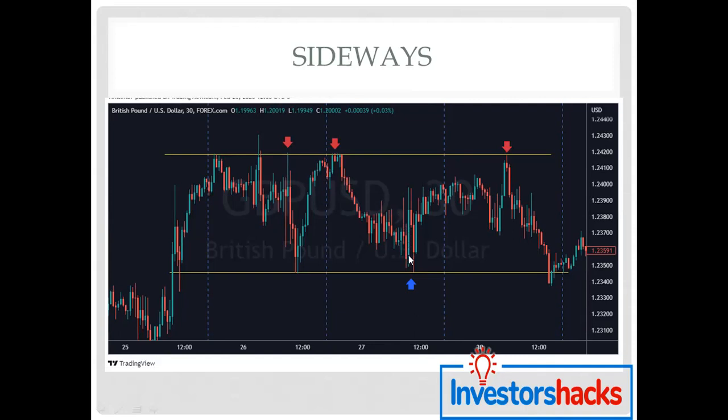But most traders usually sell at this point, and they buy at this point. They sell at this point, they buy at this point. But as a professional trader, that is very wrong, because the market will break out in either direction.